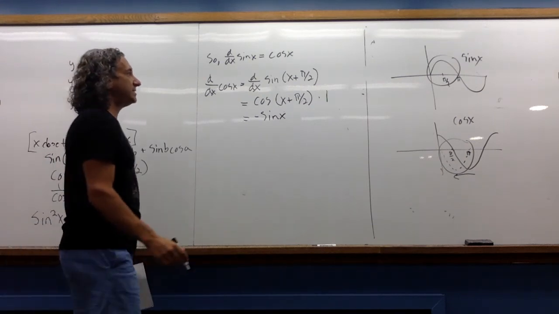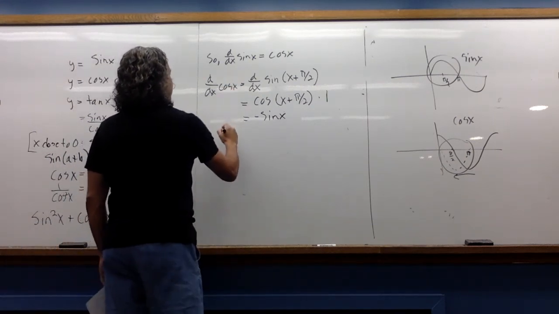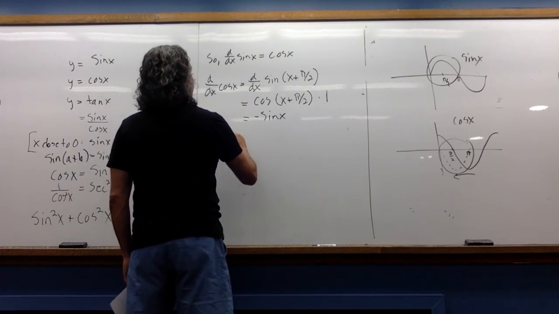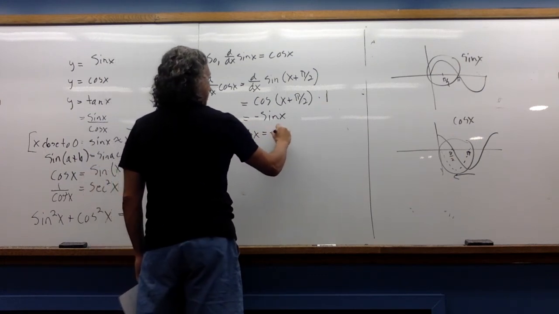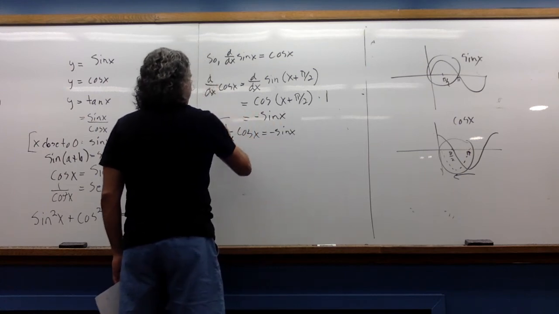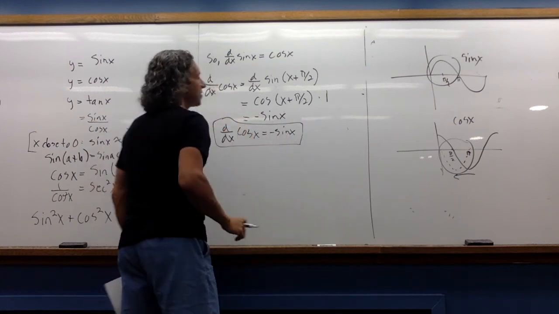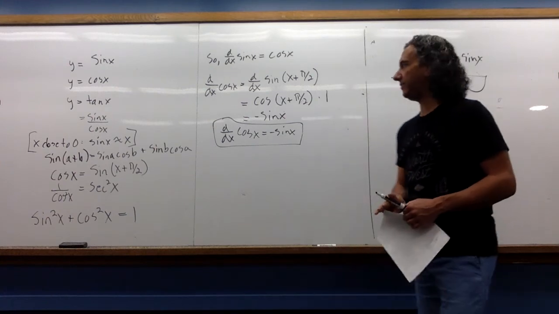A little bit surprising, as far as I'm concerned. I would have thought that if the derivative of sine of x is cosine of x, then the derivative of cosine of x is sine of x. But that's not the case. The derivative of cosine of x is negative sine of x.